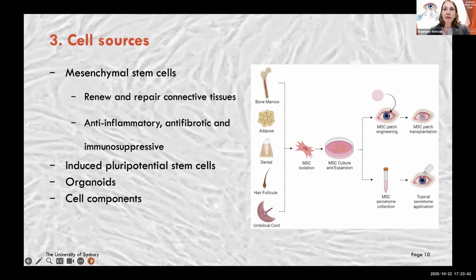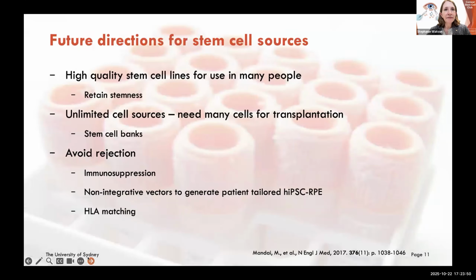As well as cells, there's now work on creating little mini organs and just using even components of the cells. But there's still much more work to be done. So the future directions in terms of stem cell sources is that we need to be providing high quality stem cell sources for use in procedures such as transplantation that can be used for many people, that don't just rely on a biopsy from the patient's good eye, and that these cells need to retain their stemness.